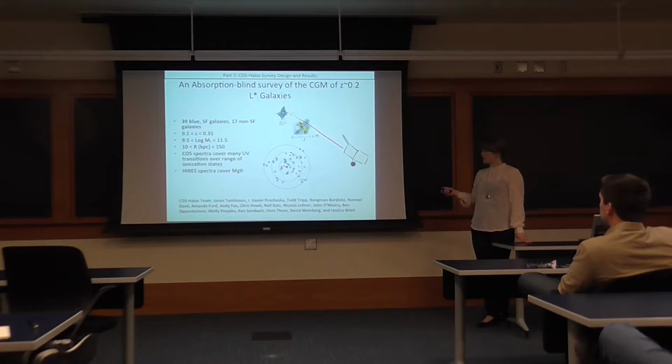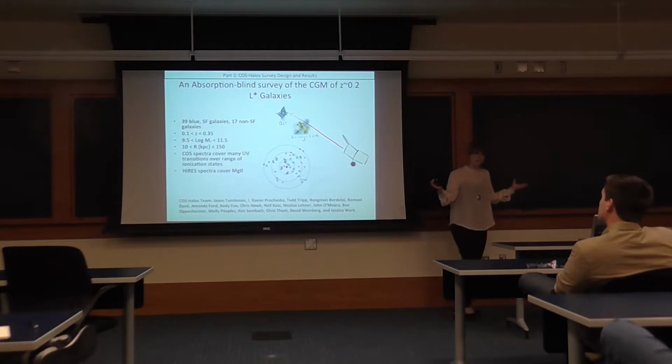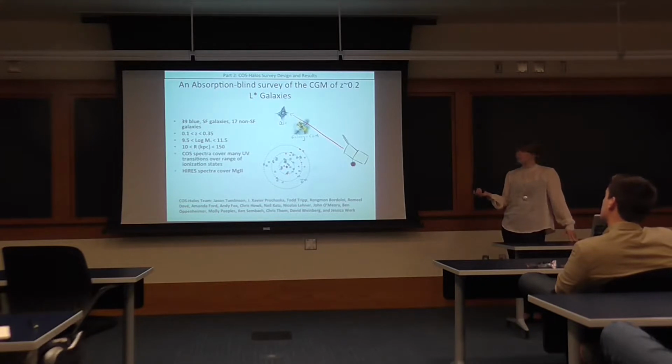You can see here, this is kind of a map of all of our sight lines, where the red squares are red passive elliptical galaxies, and the blue squares are star-forming disk galaxies. And so we get COS spectra of the quasars, which cover important UV transitions in the circumgalactic medium. And we get high-resolution spectra to cover magnesium-2, which is this well-known and loved transition. And of course, this work is in collaboration with a lot of people. The PI, Jason Tumlinson, is at Space Telescope.